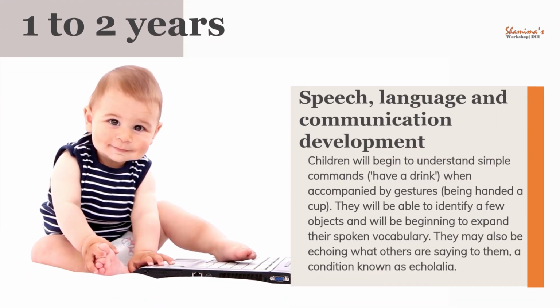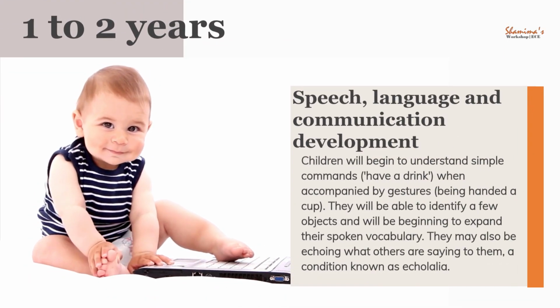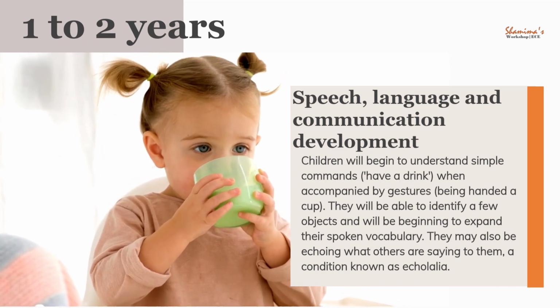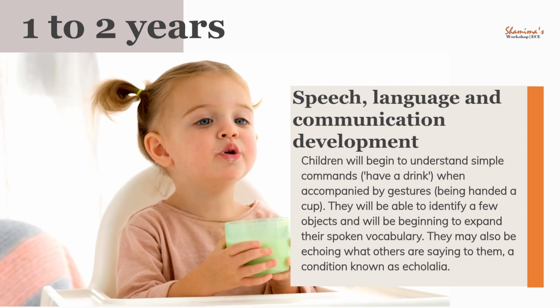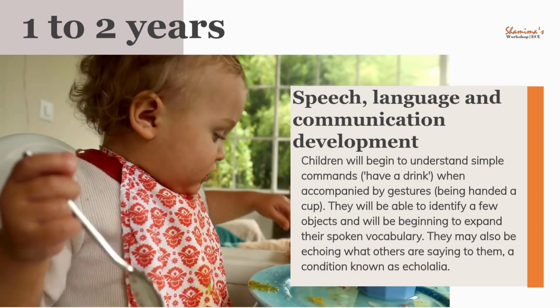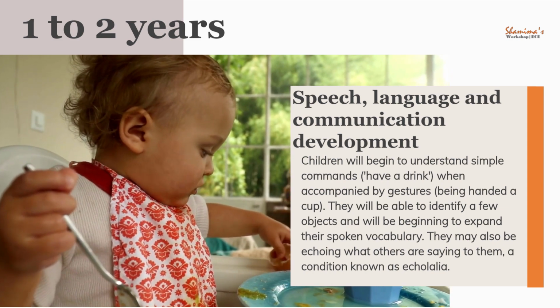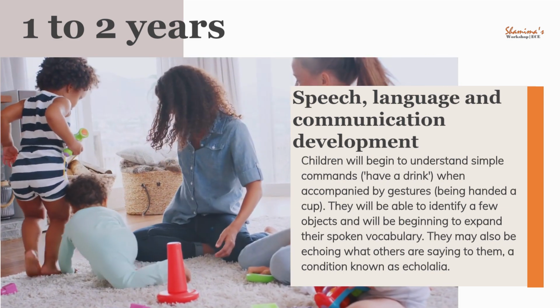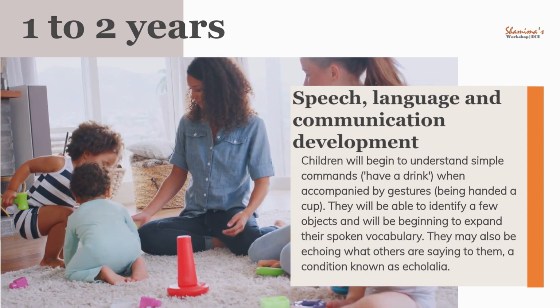One to 2 years. Speech, language and communication development. Children will begin to understand simple commands, such as "have a drink", when accompanied by gestures, like being handed a cup. They will be able to identify a few objects and will be beginning to expand their spoken vocabulary. They may also be echoing what others are saying to them, a condition known as echolalia.